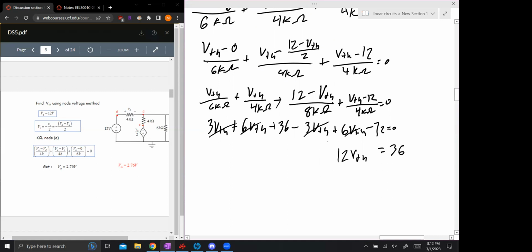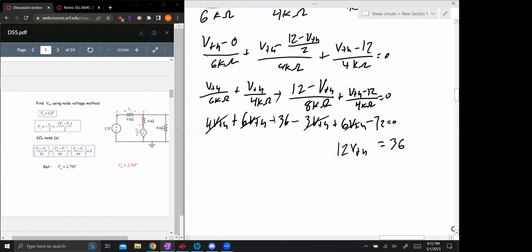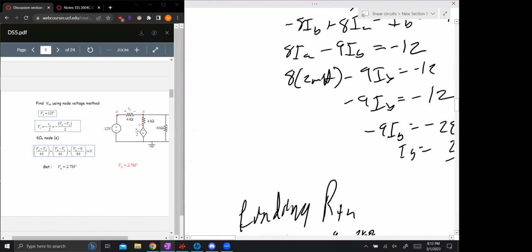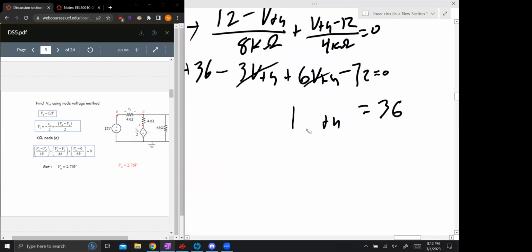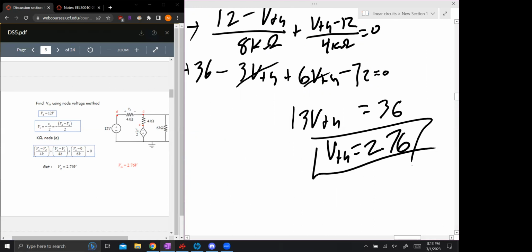4 VA. You're right. It should be 4. My multiplication is now compromised. 13. Yeah, dude, it's the little things, man. So this will be 13. 36 divided by 13. And we get a beautiful 2.76. Wow, it should be 2.77, but whatever.